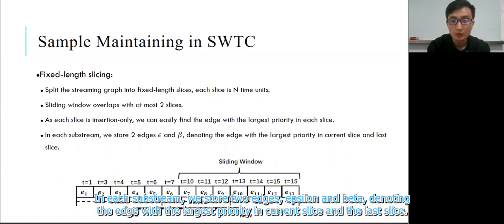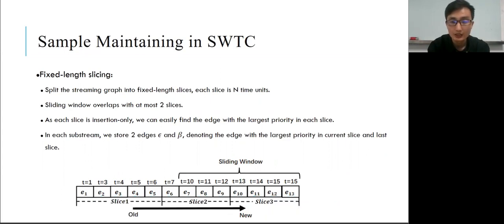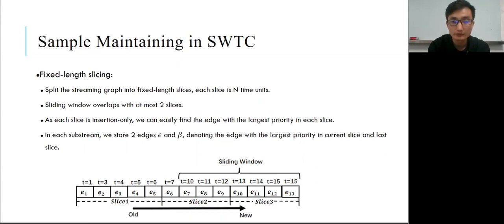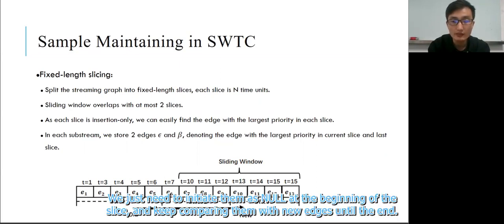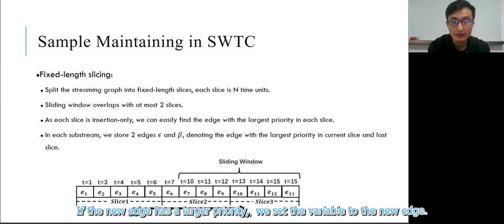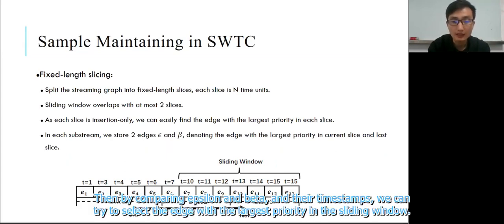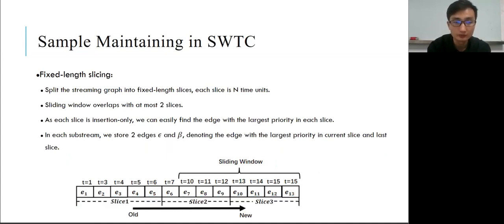In each substream, we store 2 edges, epsilon and beta, denoting the edge with the largest priority in the current slice and the last slice. As each slice is insertion only, it is easy to maintain epsilon and beta. We just need to initiate them as null at the beginning of the slice, and keep comparing them with new edges until the end. If the new edge has a larger priority, we set the variable to the new edge. Then, by comparing epsilon and beta and their time steps, we can try to select the edge with the largest priority in the sliding window.